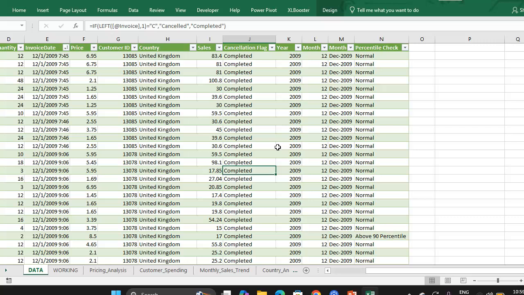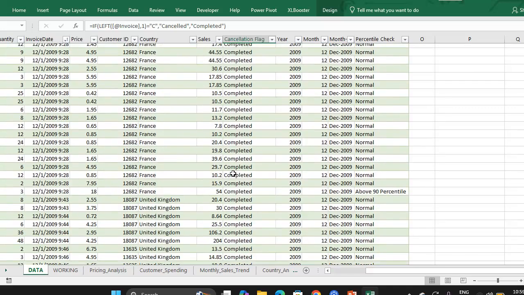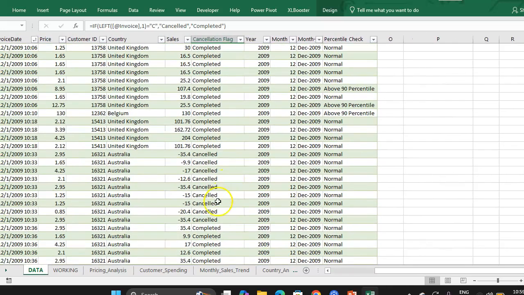The dataset contains both completed and cancelled transactions. This dataset is useful because it allows us to analyze customer behavior, sales trends, product performance, and geographical distribution. The dataset spans multiple countries and contains a large number of transaction records, making it suitable for business analysis.